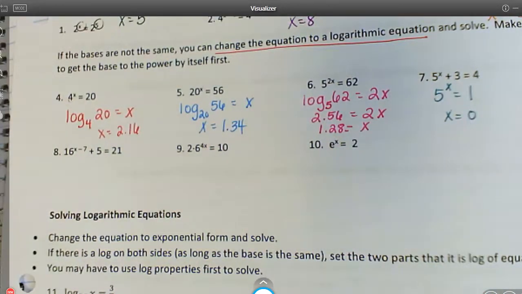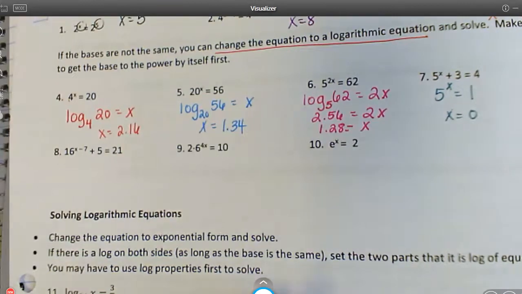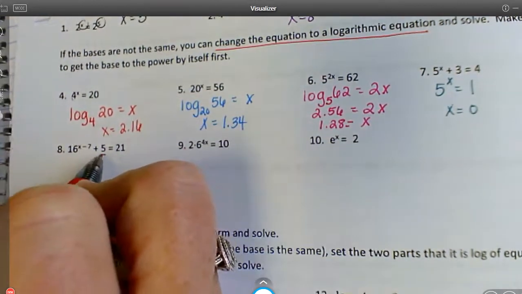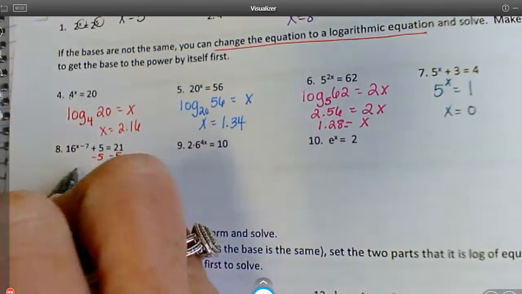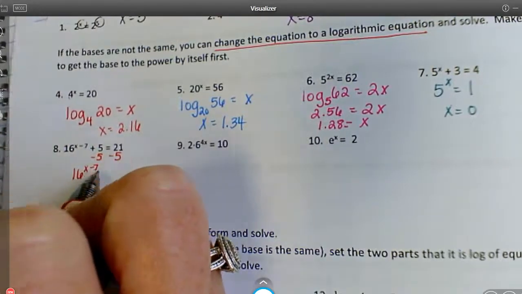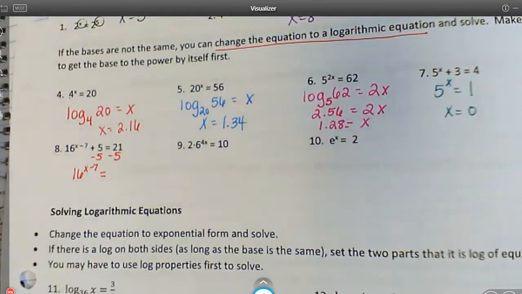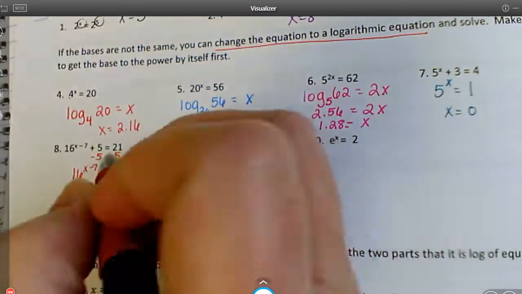So let's look at number 8. I still want to rewrite it at some point, but I can't rewrite it yet because there's something in the way. So I need to do something else first. Any ideas? Subtract 5. So let's get that 16 to the x minus 7 by itself. Alright, when I subtract 5, I do get 16.